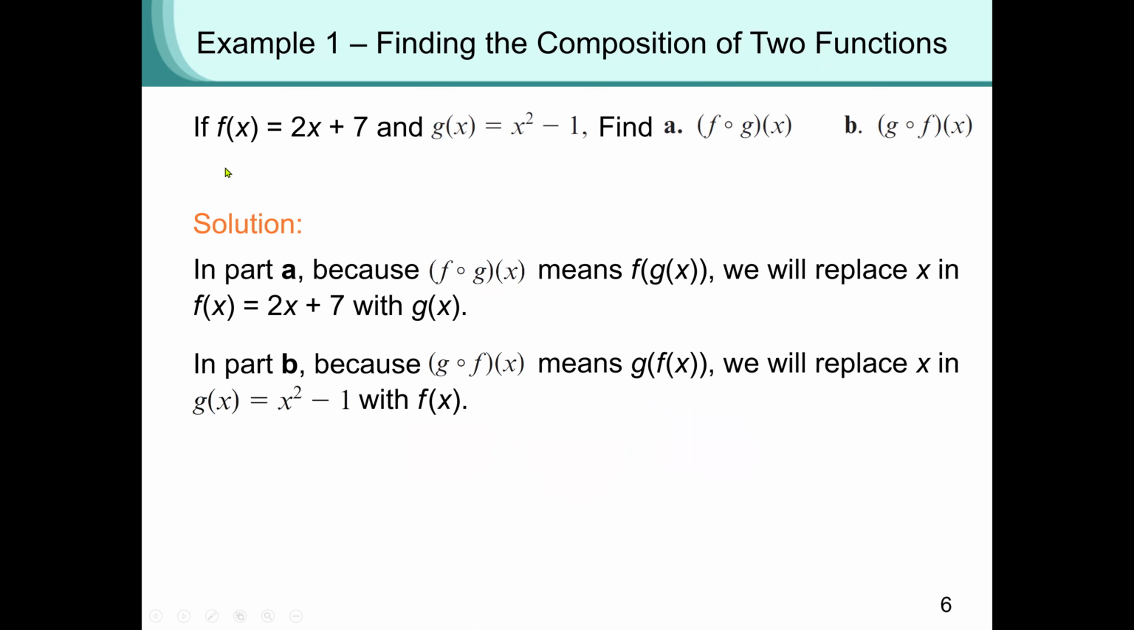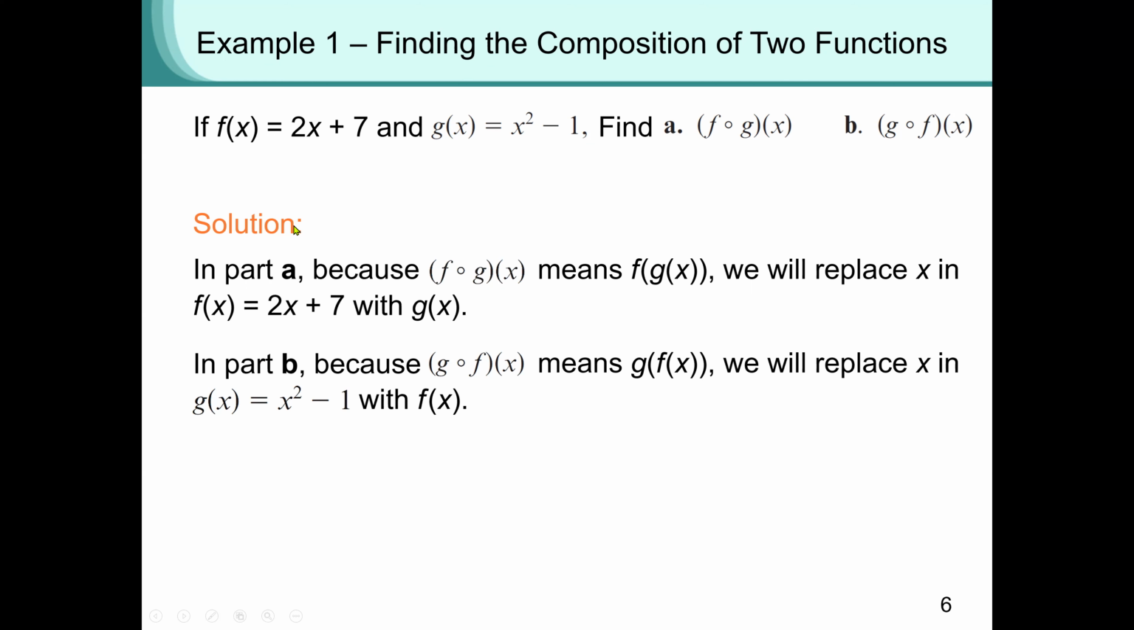So let's try an example here. We have a function f at x equal to 2x plus 7, and also g at x equal to x squared minus 1. And they say we should find f composite g at x. This means we write f at x down first, and anywhere we see x, we replace it with the g at x function. Then we solve it. The other way, g composite f, means we write g at x down. Then anywhere we see x, we substitute with f at x.